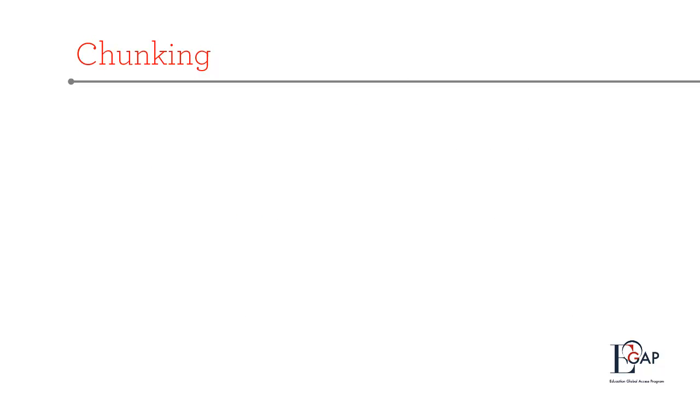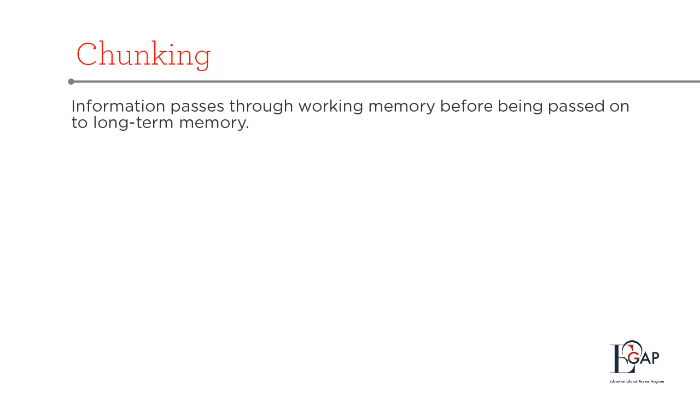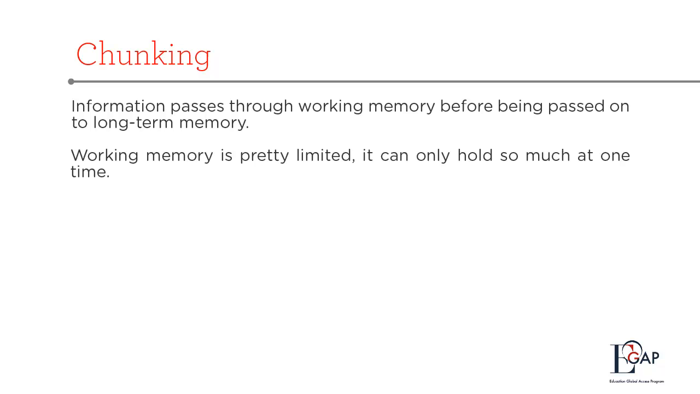You already learned that when students try to learn, information passes through the working memory before being passed on to long-term memory, and that one major limitation to learning is the fact that working memory is pretty limited. Like a cup, it can only hold so much at one time. When you're trying to learn too much, the brain's automatic filters turn on and new information just doesn't get in. One way to get past the limitations of working memory is through a process called chunking.